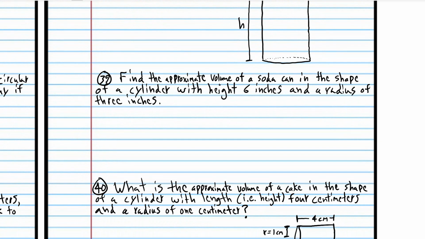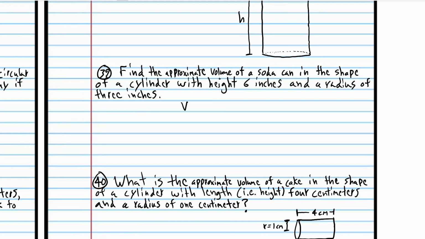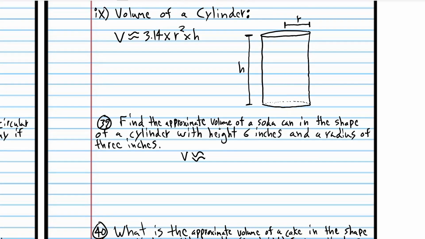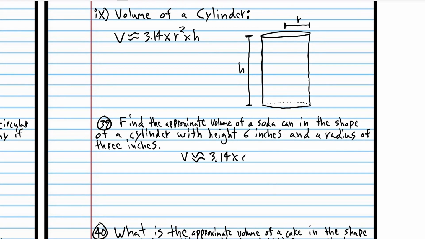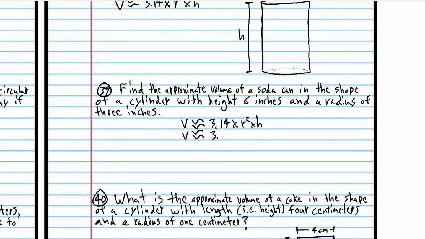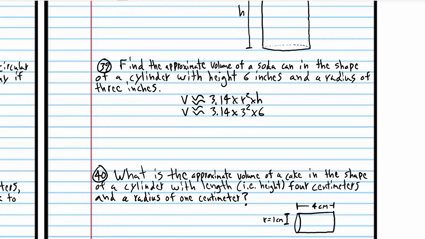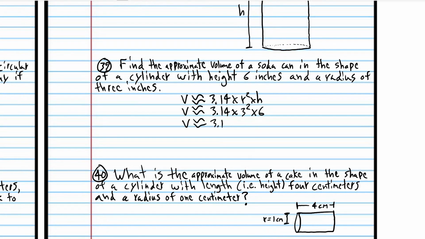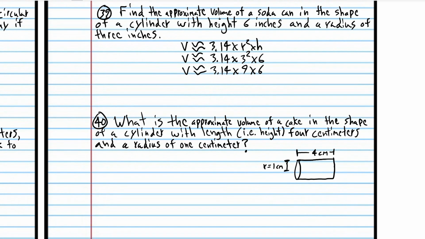All right, we're back. Volume is approximately equal to 3.14 times r squared times height. We're just rewriting the formula. Then you plug in the numbers that they give you. R is 3, and the height is 6. We have to do the exponents first. 3 to the second power is 9. Then we have to move left to right. So 3.14 times 9 first.